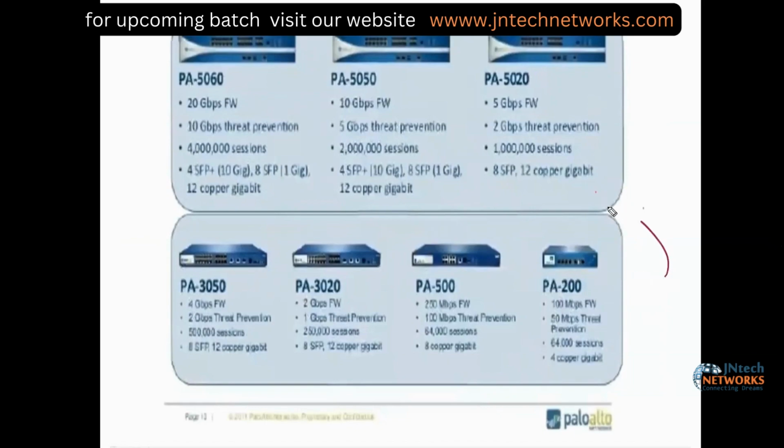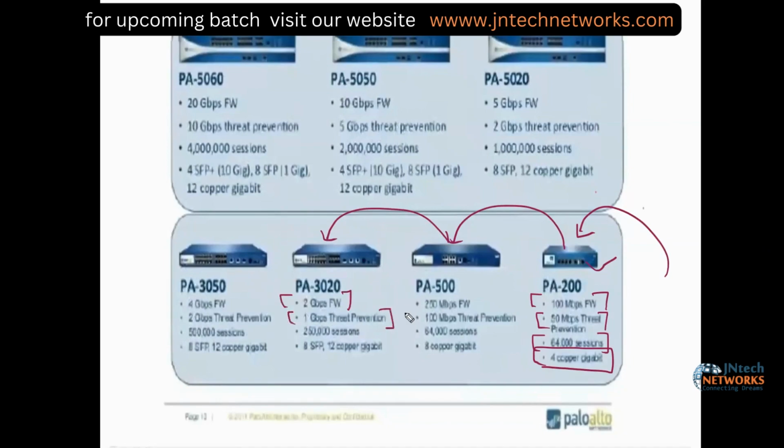For example, if you have a PA200 firewall device, this firewall box will provide you 100 Mbps firewall throughput. 50 Mbps is dedicated for threat prevention, and this firewall can support a maximum of 64,000 sessions, and we have 4 copper gigabit ports. So I'm telling you the product specification, Suresh. If PA200 is suitable for your organization, you can go with it. Otherwise, you can go with a higher series like PA500 or PA3000. You can see PA3020 firewall throughput is 2 Gbps. 1 Gbps is dedicated for threat prevention. What is threat prevention?